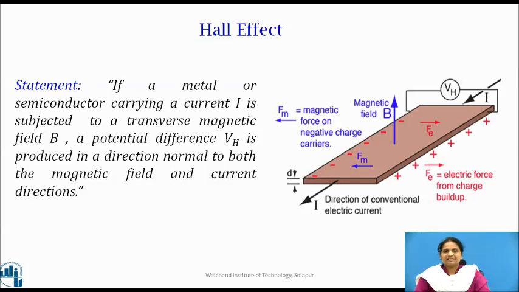In 1879, E.H. Hall discovered that if a metal or semiconductor that is carrying current I is placed in a transverse magnetic field B, then a potential difference VH is produced in a direction normal to both the magnetic field and current directions. This is known as Hall effect. This effect established that it is negatively charged particles that carry current in metals.